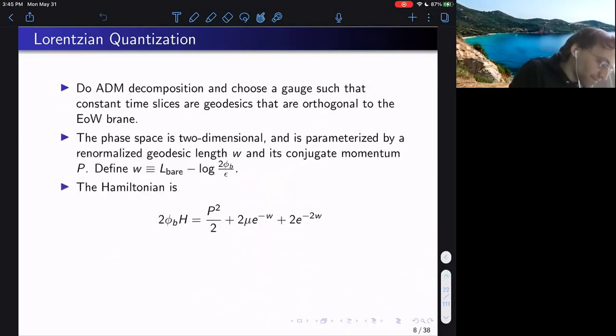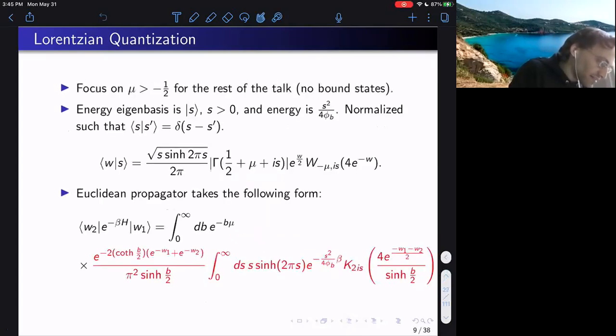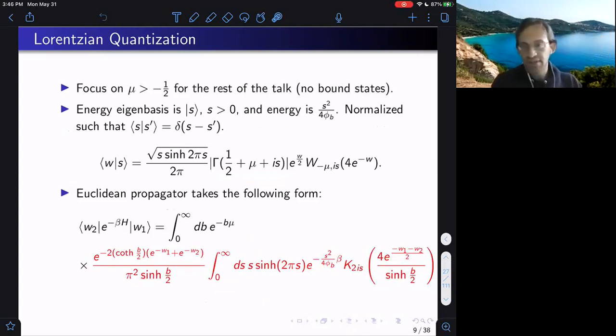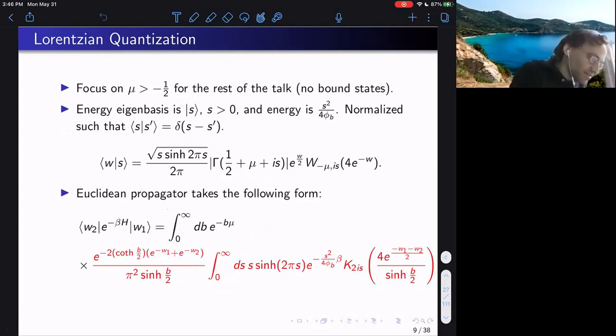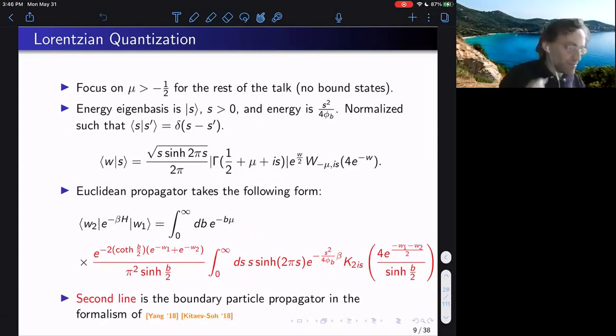Got it. Yeah, thanks. Yeah, so now we're just computing the Euclidean propagator from like one Cauchy slice to another. And it ends up taking this form. So this red line over here is something that basically appeared in the literature before. It goes by the name of the boundary particle propagator in this formalism, this boundary particle formalism of JT gravity that was developed in these papers. So on the next slide, I'm going to tell you, I guess, physically what this red line is computing.